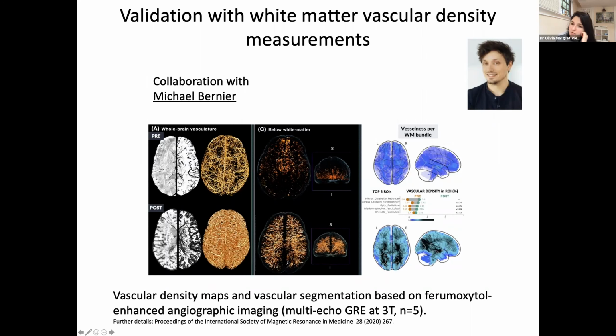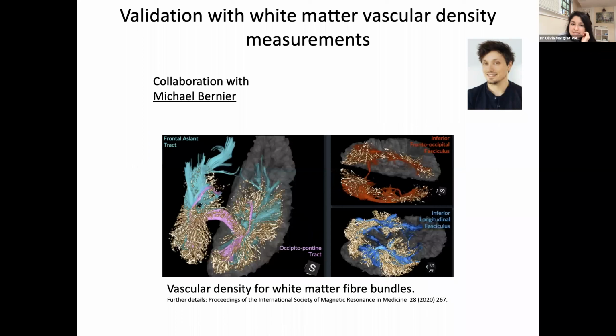And also remember the microradiograph that I showed you before, this is really closer to it. And he's creating these really useful vascular density maps from it. And he created bundle-specific vascular density maps, as you can see here. So here for the occipitopontine tract, inferior fasciculus, and longitudinal fasciculus. So these color codes, those are the fiber tracts, and this kind of golden thing here, this is the segmentation of the vascular density.